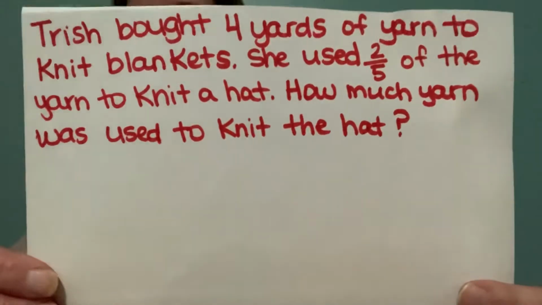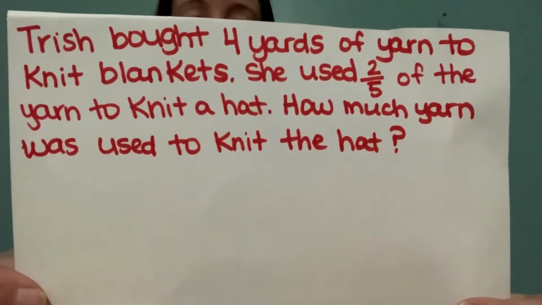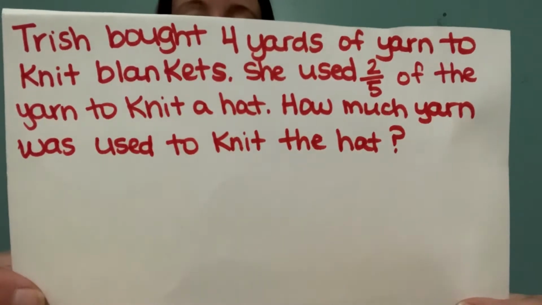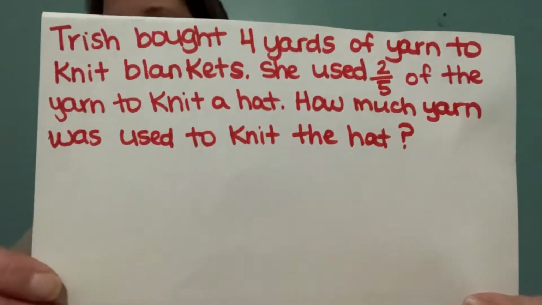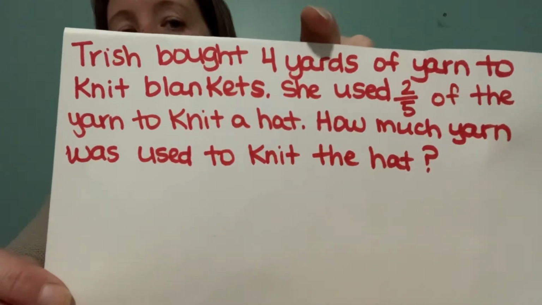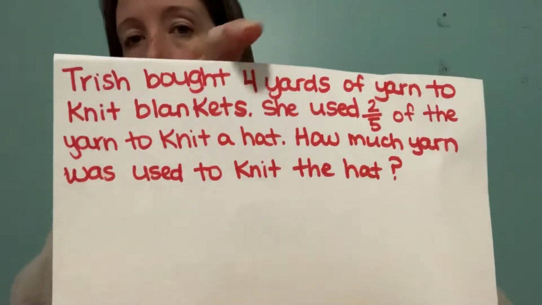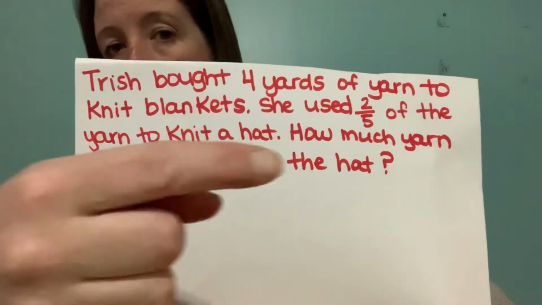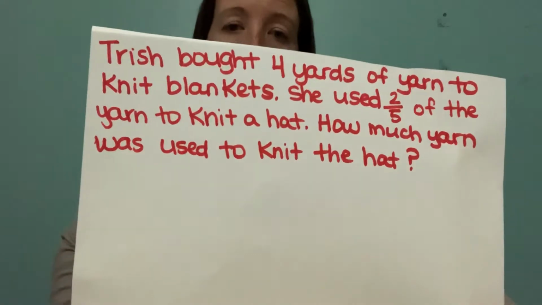Okay, so in this question, Trish bought 4 yards of yarn to knit blankets. She used 2/5 of the yarn to knit a hat. How much yarn was used to knit the hat? Okay, so she had a total of 4 yards and she used 2/5 of it. So hopefully you can identify which is our whole number and then which is our fraction. So we want to find 2/5 of the 4 yards.